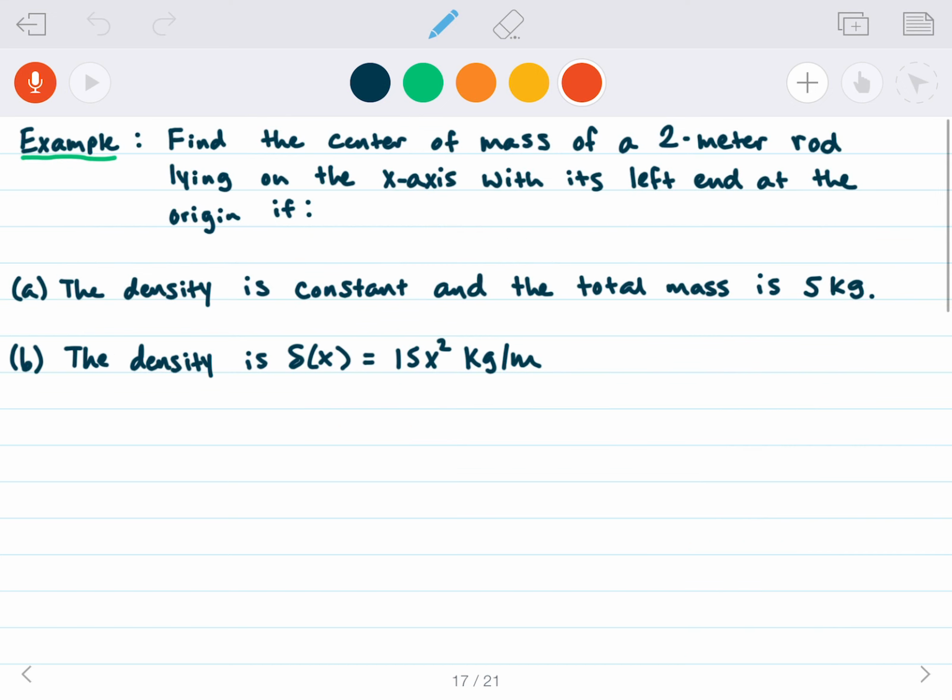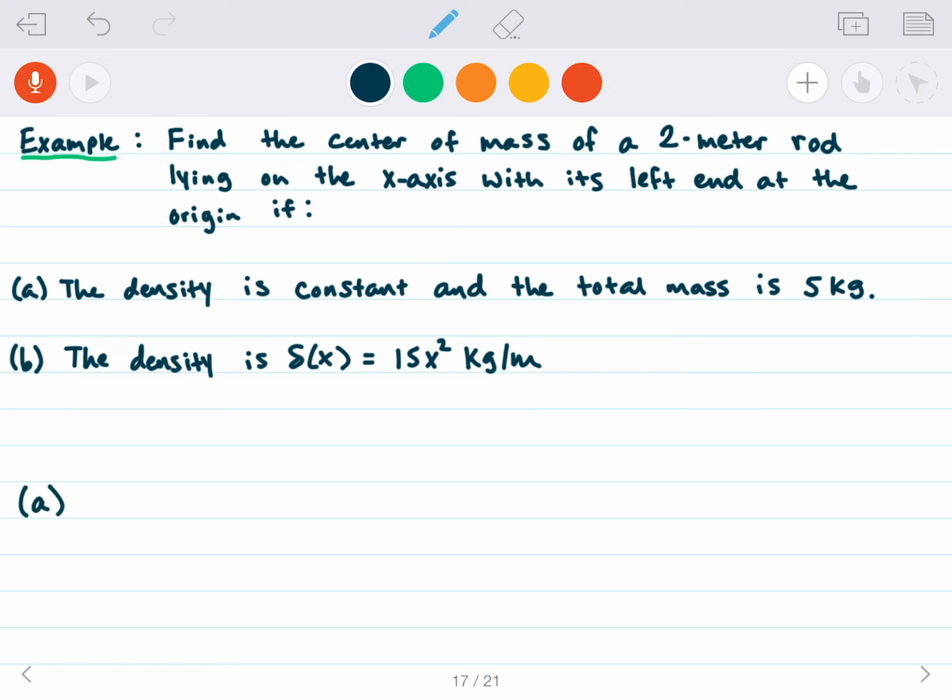All right, so let's actually do some examples here. It says, find the center of mass of a 2-meter rod. Again, rod, we're thinking one dimension, lying on the x-axis with its left end at the origin if, first of all, A, the density is constant and the total mass is 5 kilograms, and B, the density is represented by the function delta x equals 15x squared. So let's go ahead and tackle A first.